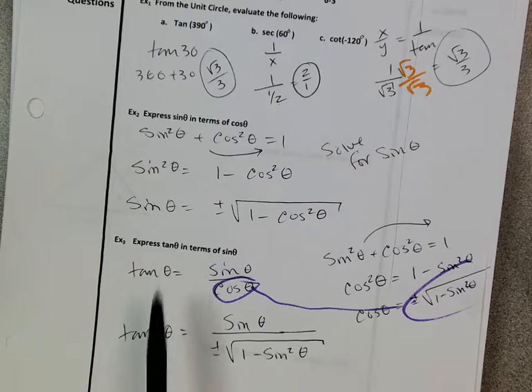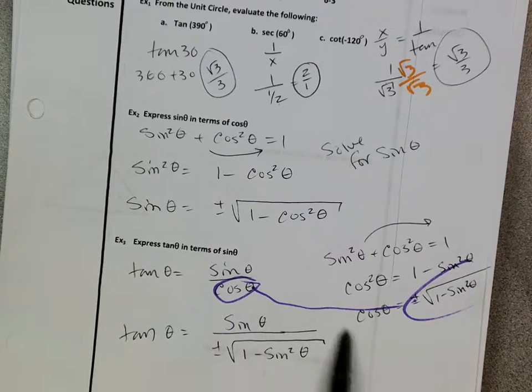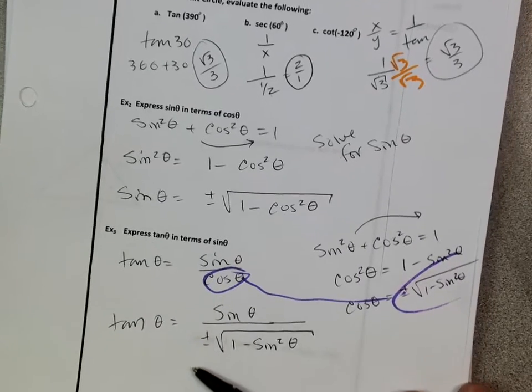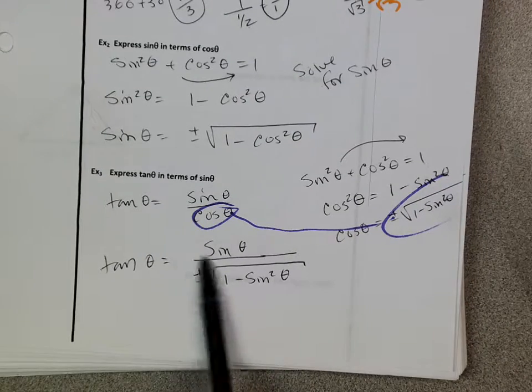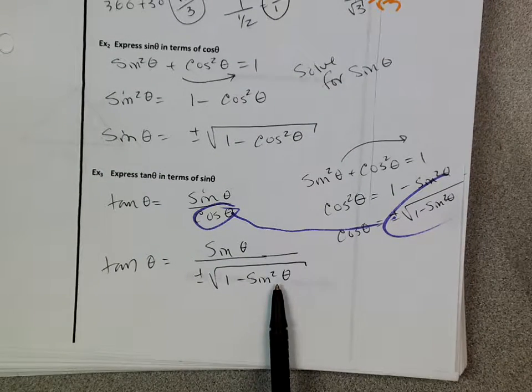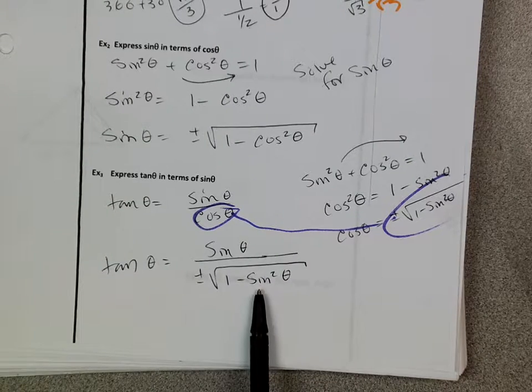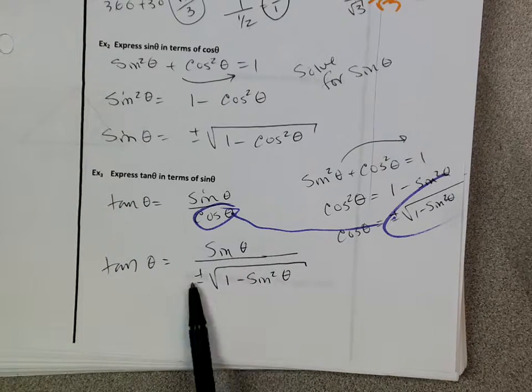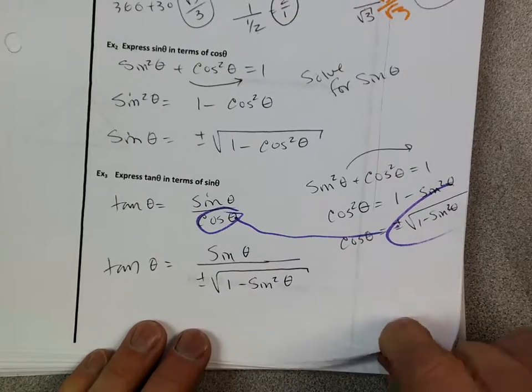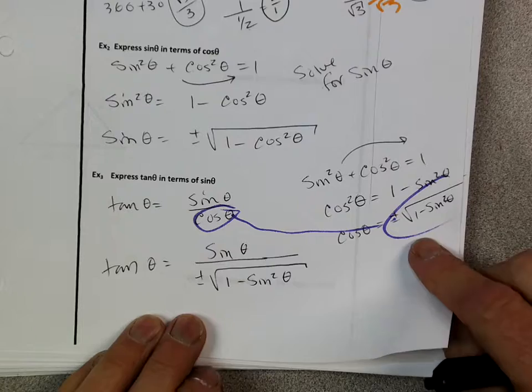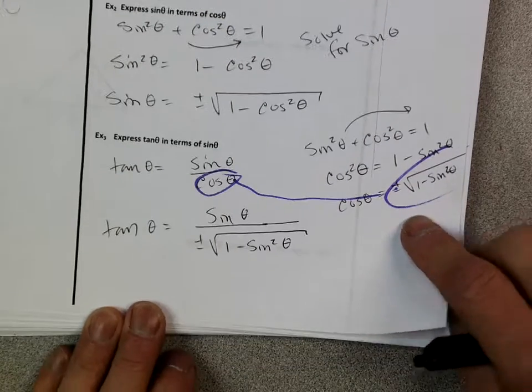It says express tangent in terms of sine. It's a little sloppy, it's a little messy, but what I have written down here is all in terms of sine, don't I? There's no cosine, there's no tangent. Tangent is equal to blah blah blah sine: sine over plus or minus the square root of 1 minus sine squared. Okay, these are a little bit harder. So we're going to start doing some identities.